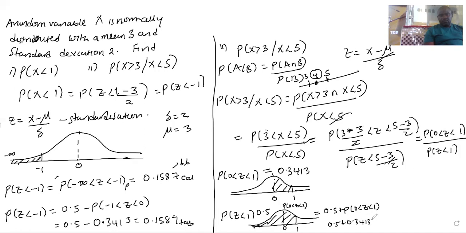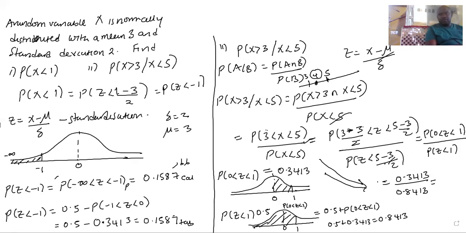Yes, please. I would like you to repeat for me the previous step. We have the probability in the top is 3 minus 3 out of 2, the denominator. It's somewhat confusing. Z is less than 5 minus 3 out of 2. How have they come about?